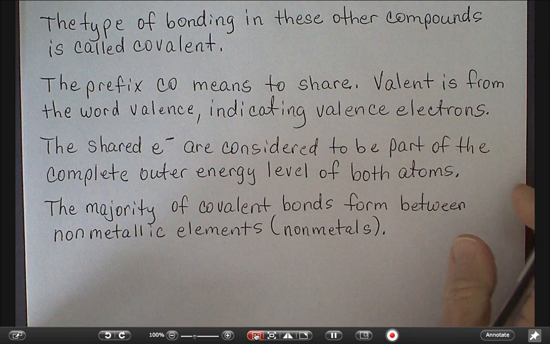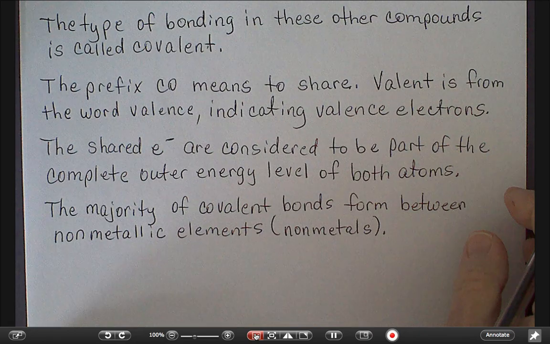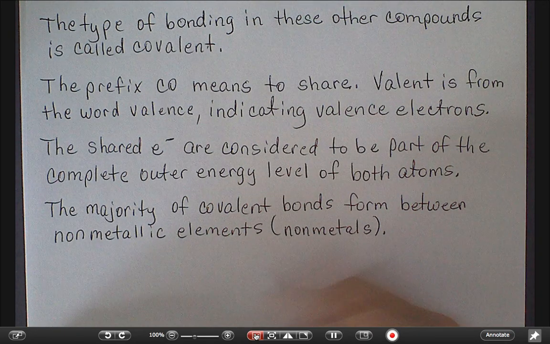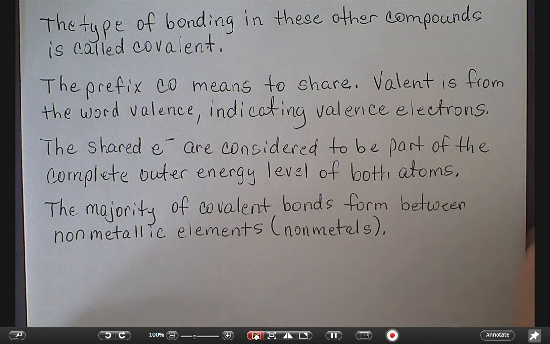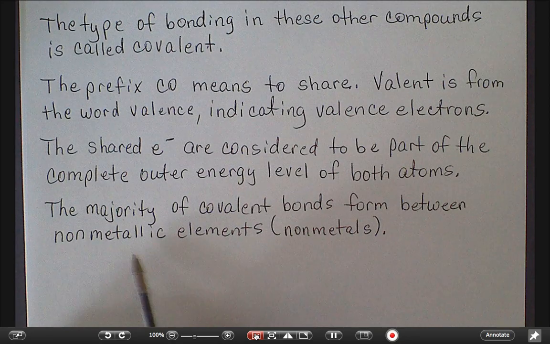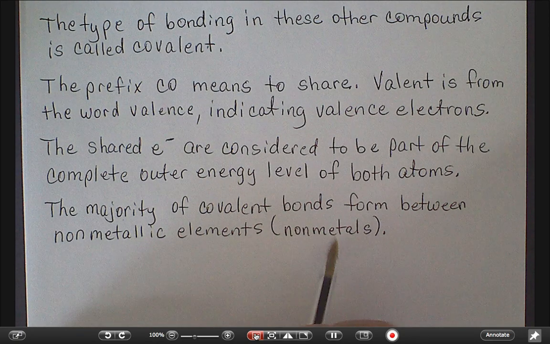Okay, if you remember back, ionic was a metal plus a nonmetal, or polyatomic, yes. Cation hooked to an anion. Now what's the difference? These are going to be two nonmetals. For binary, it'll be two nonmetals from the top side of the zigzag. Does that make sense? Okay?